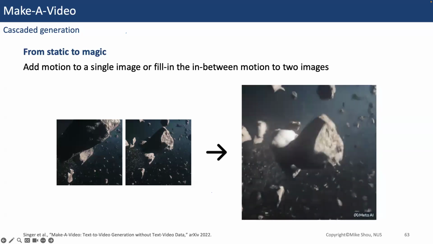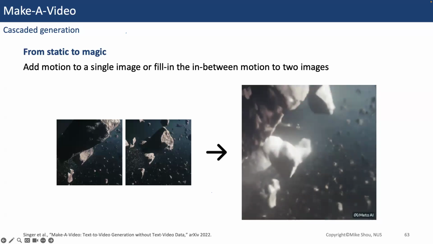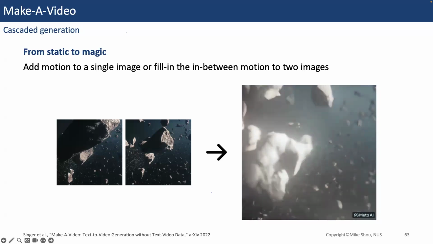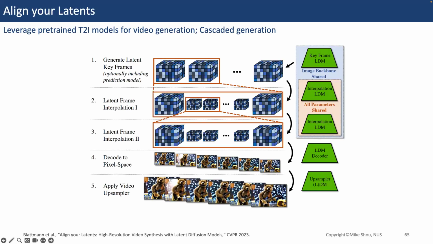So this is an overview of Make-A-Video from Meta, as an example of what a video diffusion model pipeline should be like. There are also other diffusion models developed by companies. For example, Google has its own video diffusion model called Imagen Video, which is developed based on Imagen, a text-to-image foundation model. Very much like Make-A-Video, they also adopt a cascade generation pipeline. And also Align Your Latents from NVIDIA.